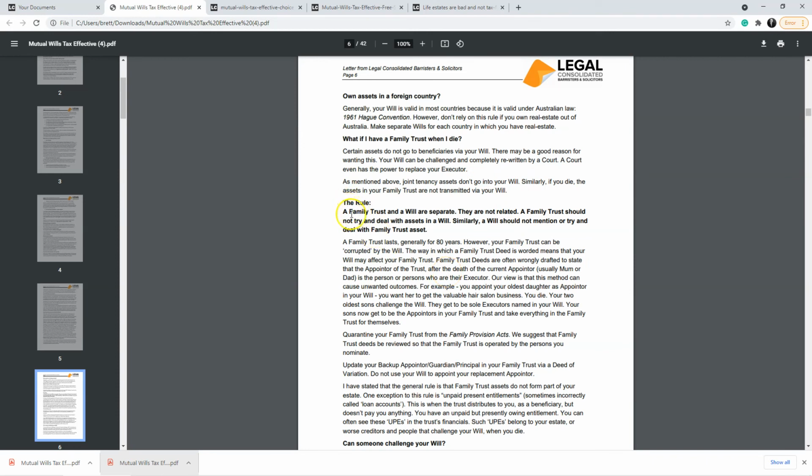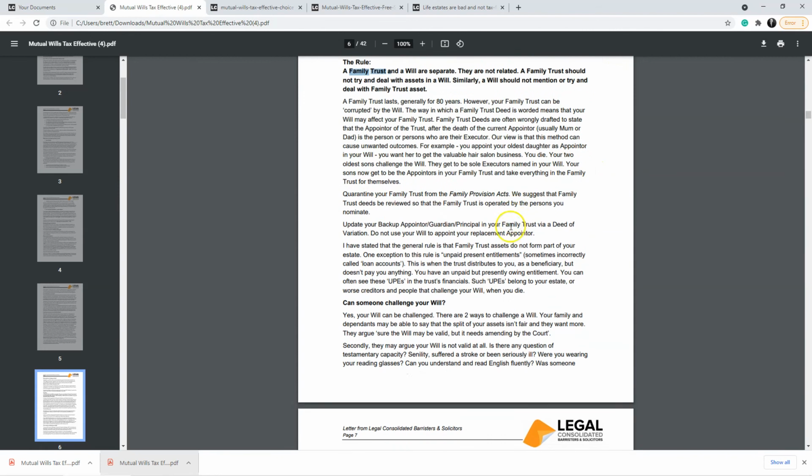Family trusts. Oh, virtually every small business owner operates through a family trust. Family trust assets do not form part of your estate. The appointer in a family trust deals with family trust assets. So if you've got family trust assets, the will does not get involved in that. Telephone us, we'll give you a hand with that.